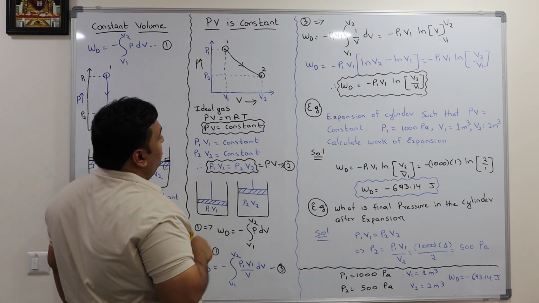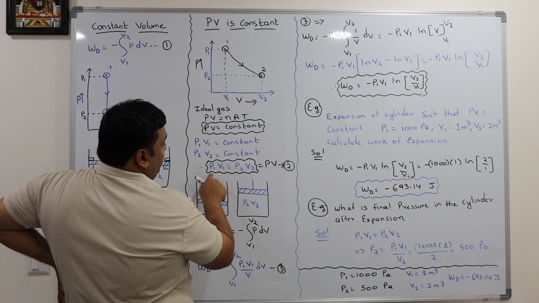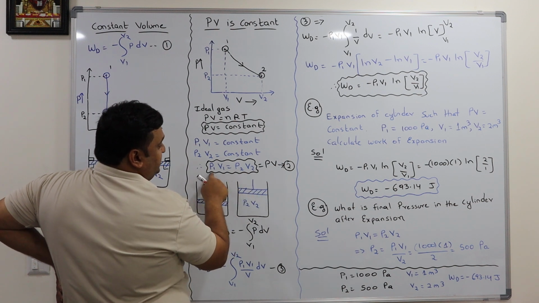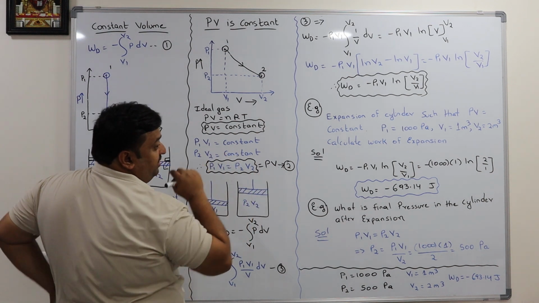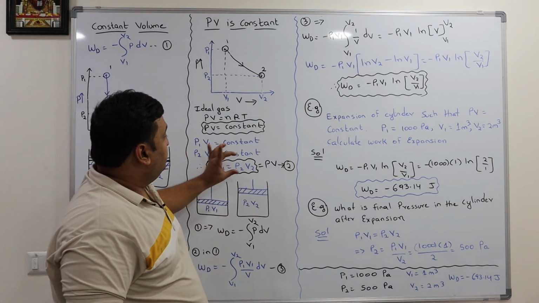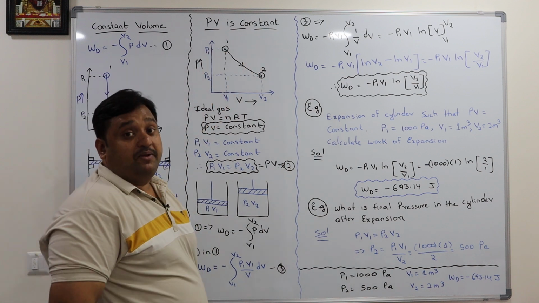This is called the constant volume process. Because P into V is a constant, P1 V1 equal to P2 V2, the initial state P1 V1 is equal to the final state P2 V2, which is equal to P into V. So that is the constant PV equal to constant process, which applies at constant temperature conditions.